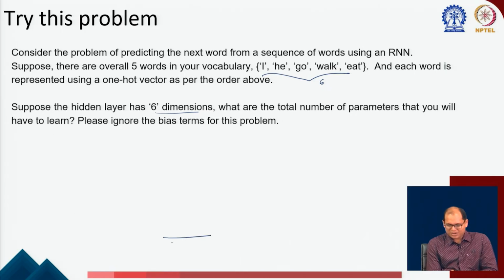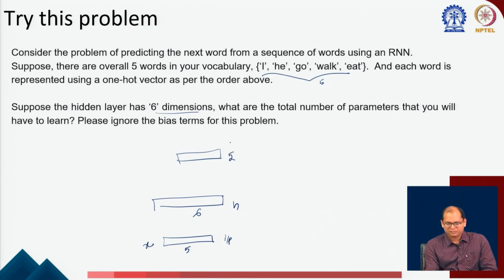So your input X is 1 hot, so you have 5 dimensions. Your hidden layer is 6 dimensions, and your output is 5 dimensions. Right? So what are the parameters you need? You want to go from input to hidden, the matrix W, so that is 5 cross 6. You want to go from hidden to hidden, H1 to H2, that will be matrix U, 6 cross 6, and you want to go from H to Y, that will be the matrix V, 6 cross 5. Right. So, the parameters you need are 30 plus 30 plus 36, so 96 parameters.